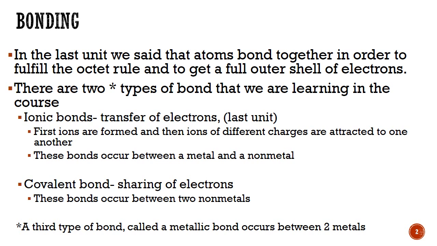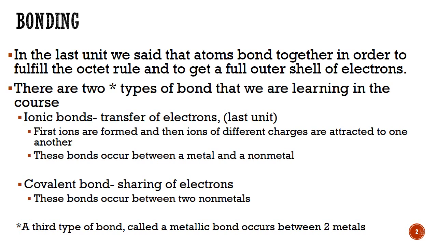There's two types of bonds that we're going to learn about. We already did ionic bonds. That's where you have a transfer of electrons. One ion, the cation, loses electrons, the anion gains electrons, and then they're attracted to each other. These bonds occur between metals and nonmetals.